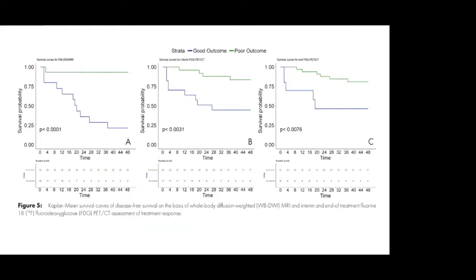Looking at the outcome and the Kaplan-Meier curves, the stratification between good and poor responders is better with whole body MRI versus interim and end of treatment PET. And in fact, whole body MRI was the only prognostic factor for outcome in the multivariate analysis.